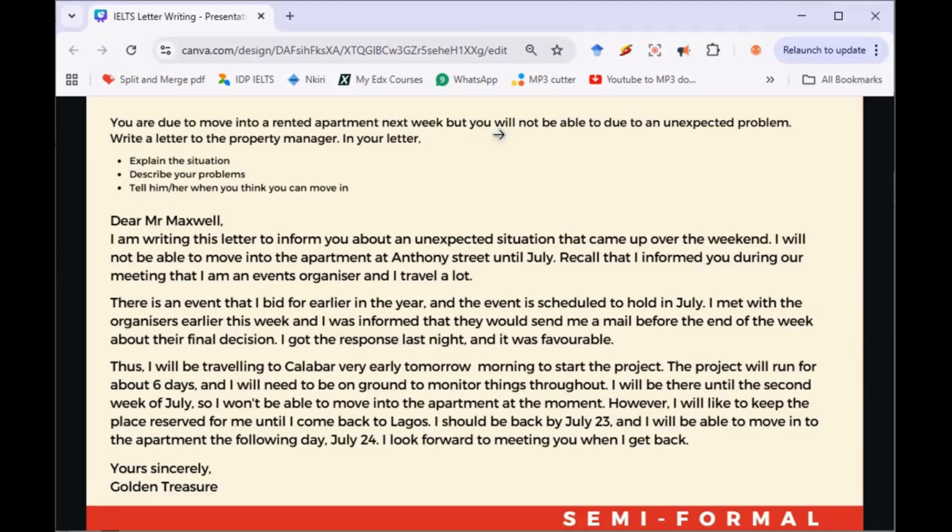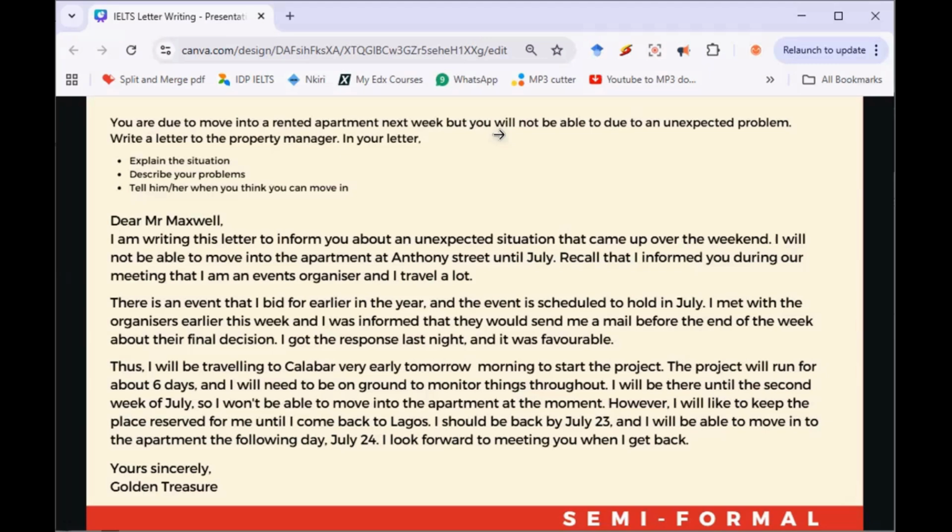Dear Mr. Maxwell, can you see a good start? The person starts by stating the last name of the recipient, and then he puts an appropriate title. Dear Mr. Maxwell, comma, I am writing this letter to inform you about an unexpected situation that came up over the weekend. So this person did not introduce himself. The person knows him already. You are due to move into the apartment. So the person has met you, the person knows you. Okay? So you don't need to introduce yourself here.